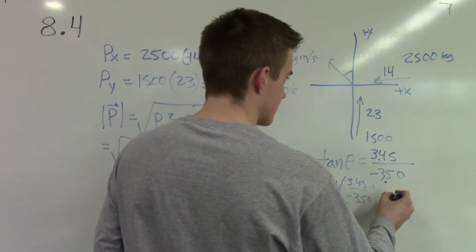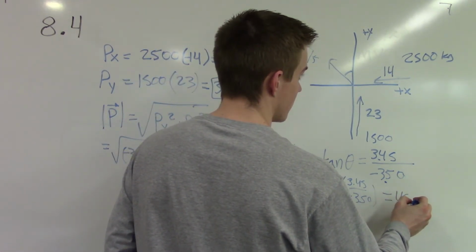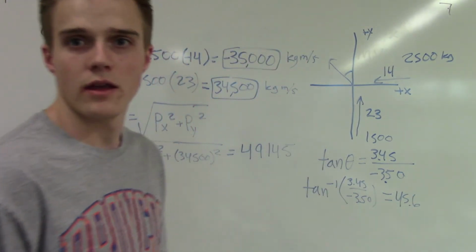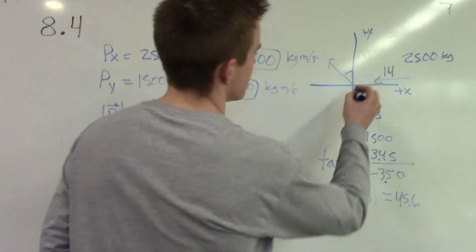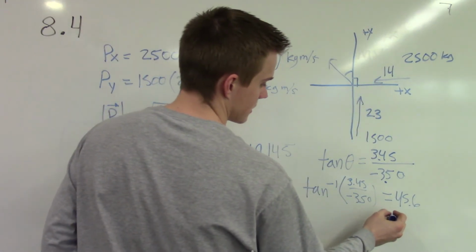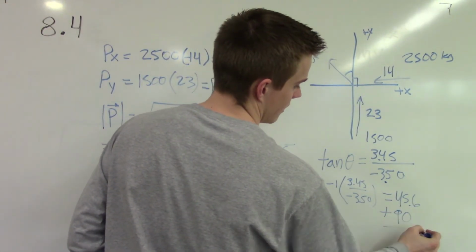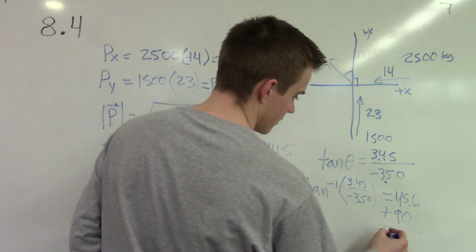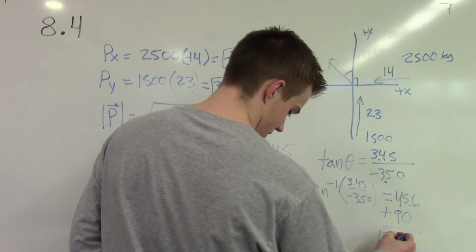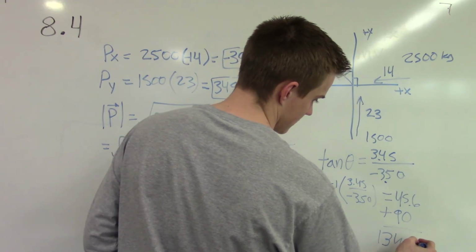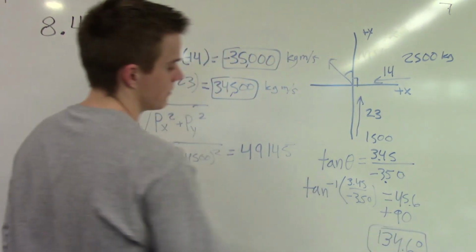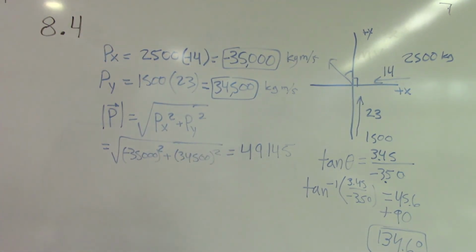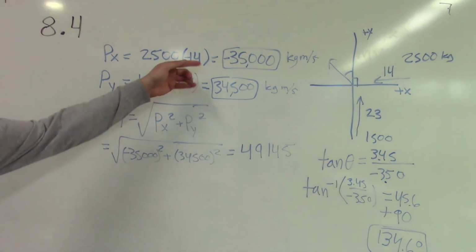And that is 45.6. Make sure that's on. 45.6. And now we just need to add 90 for that, so it's just plus 90. And the angle is 134.6 degrees. So that's the angle of the net momentum. That's the value of the net momentum, and these are your x and y components.